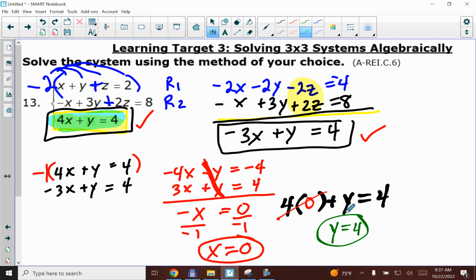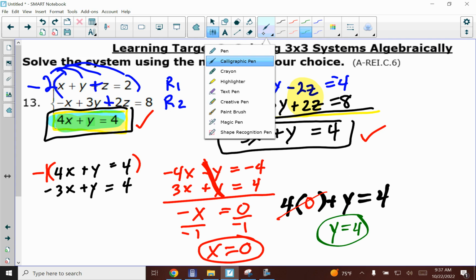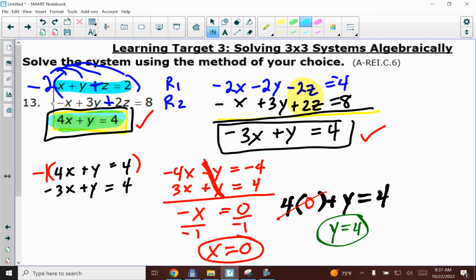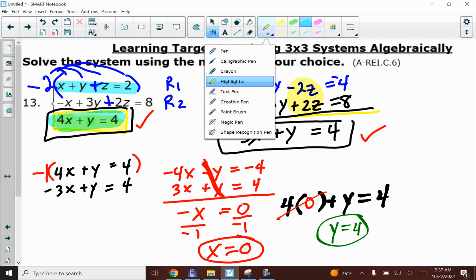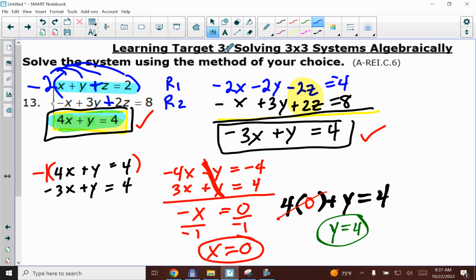Now I do back substitution and I go back into one of the original problems that has 3 letters in it. I'll probably use the first one, the one at the top, because it's full of positives and it has a lot of 1s in it, so I love that. So I don't know the answer to z yet. I know the answer to x and I know the answer to y. The answer for x was 0. The answer for y was 4, and I don't know the z yet. And that's going to equal 2.